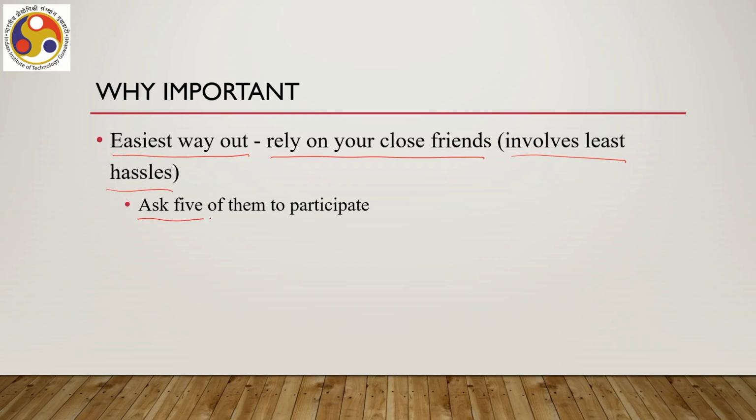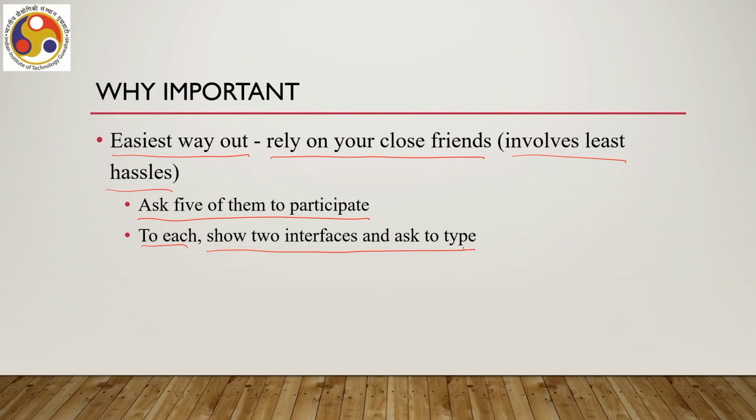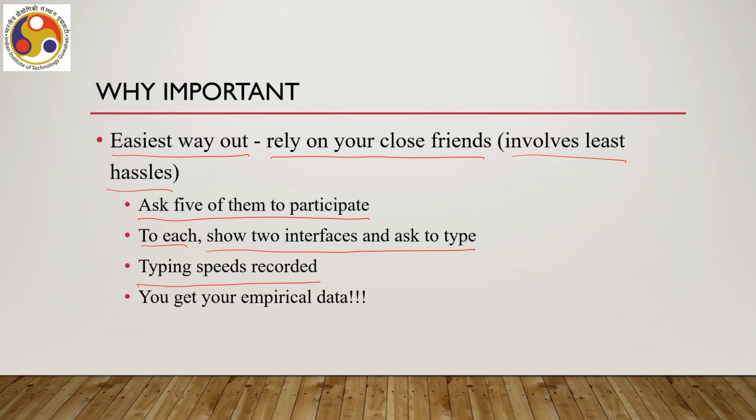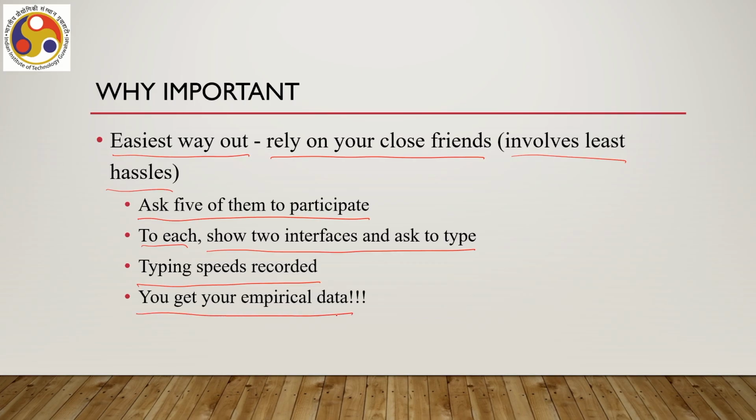So, you can ask 5 of them to participate in the experiment. To each you can show the 2 interfaces and give them some task, asking them to type. Now, you can record the typing speed. Based on the typing speed, you can obviously draw a conclusion which one is faster. So, you can get your empirical data with this method.